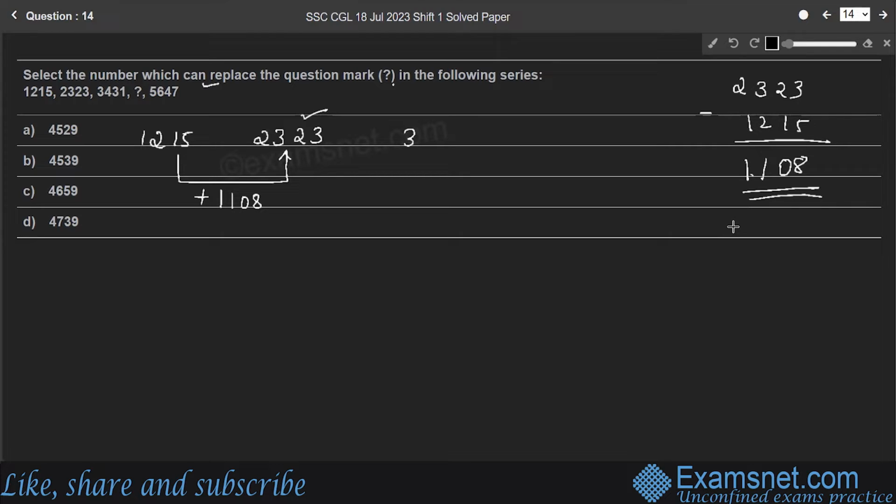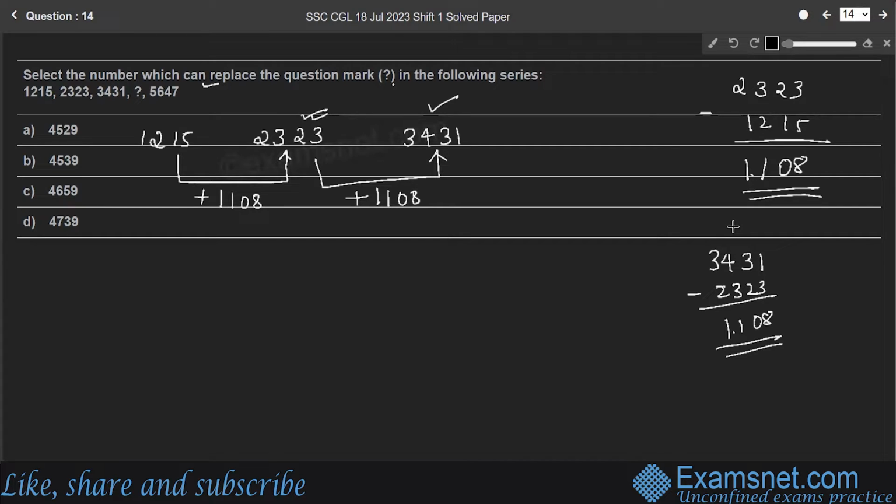Consider the next number 3431, which is greater than the second number. Therefore, we need to add a number. For that, consider the difference 3431 minus 2323. The difference is again 1108. Therefore, we need to add 1108 to the previous number to get the next number. Therefore, to get the fourth number, according to the question, we need to add the same number, which is 1108, to the previous number, which is 3431.